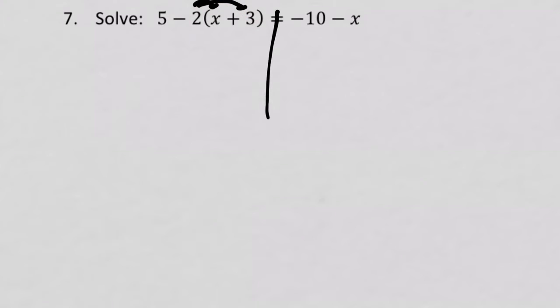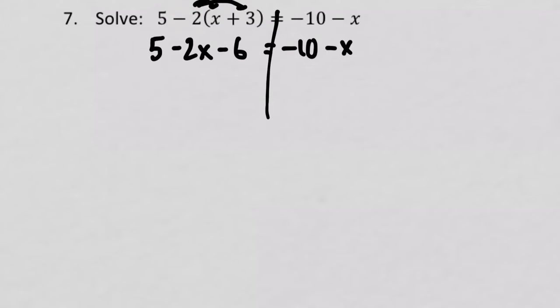Okay, so 5 stays. Don't mess with it yet. But the negative 2 times x becomes negative 2x. And the negative 2 times positive 3 becomes negative 6. On the right side, there's nothing you can do. You can't combine any of that. You don't mix the negative 10 and the negative x.